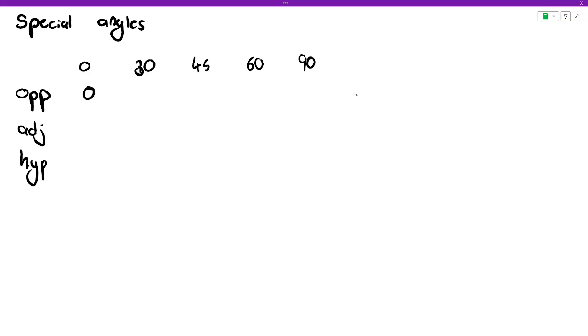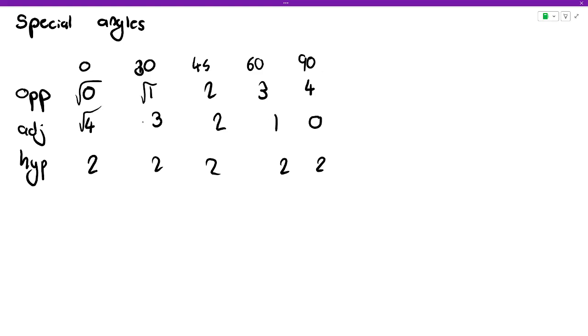The first row is 0 to 4. Then the second row is 4 to 0. And this is all over 2. Now, the first two rows you always put square roots. So I'm going to do that now. You put square roots on every single one, and the hypotenuse stays as 2.